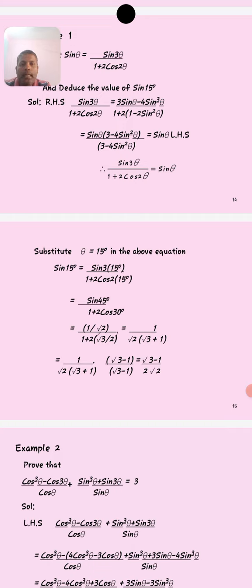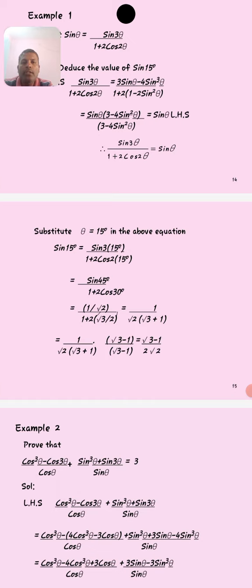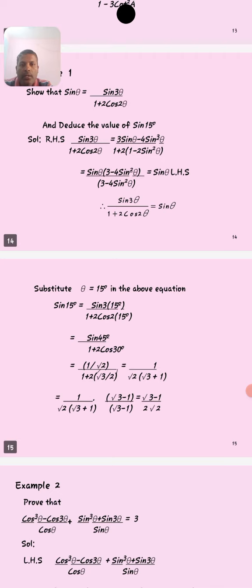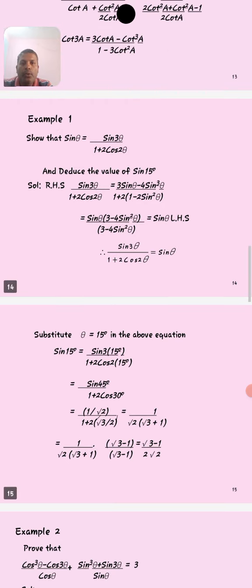Now we have to do the LCM part, we get 1 by root 2 into root 3 plus 1. Now we can do the rationalization, root 3 minus 1 by root 3 minus 1. That is equal to root 3 minus 1 by 2 root 2. We get the result: root 3 minus 1 by 2 root 2 is the value of sin 15 degrees.